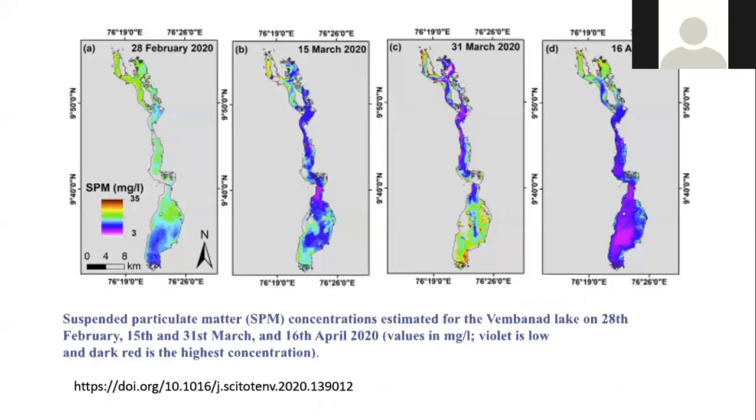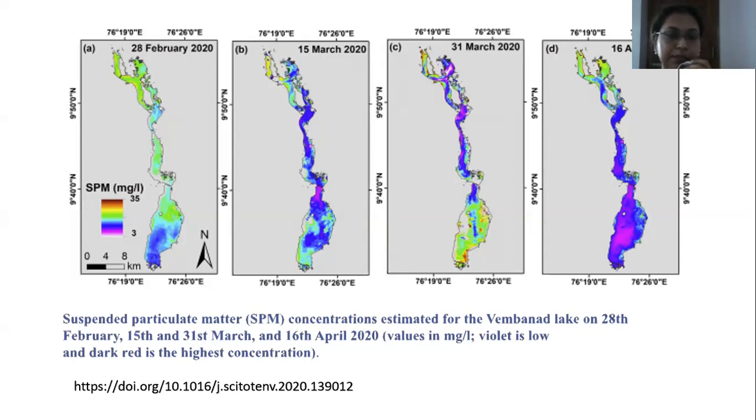And here I have shown the result of one publication, where a water body known as Vembanad Lake, situated in the Karnataka state of India, has shown very much reduced suspended particulate matter, that is SPM, during the lockdown. The results were taken on 28th of February, 15th of March, 31st March, and 16th of April.